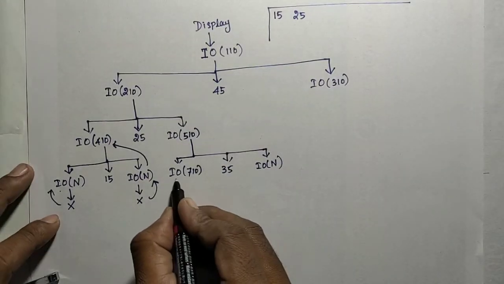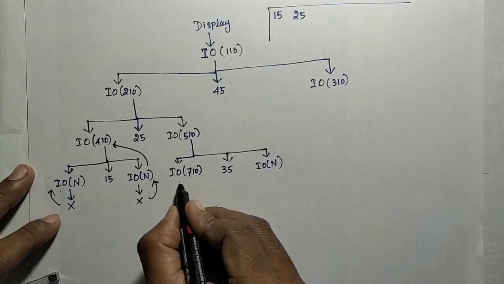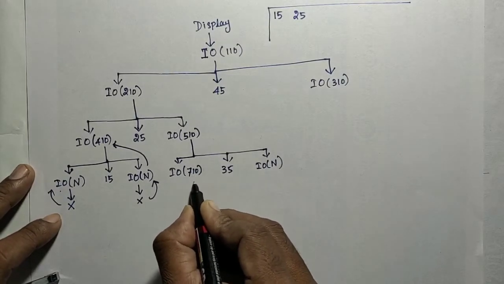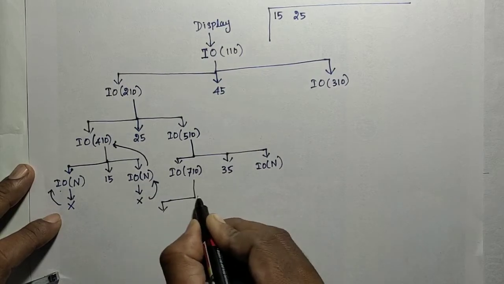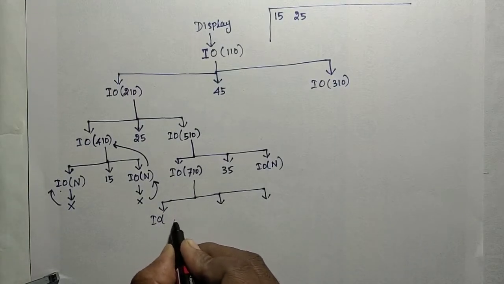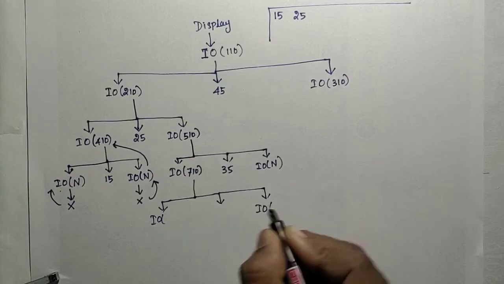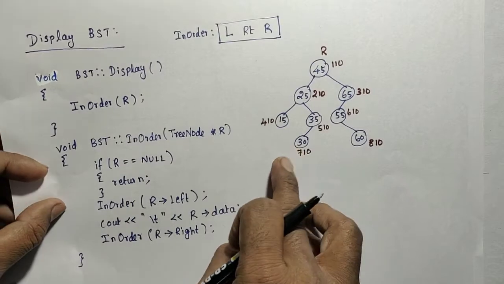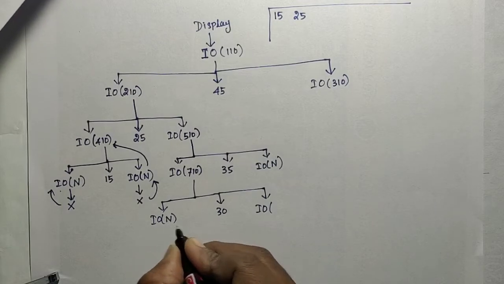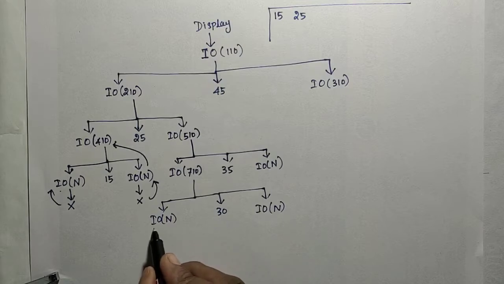So now what is happening? The IO of 710, this I have to complete. Then we have to go to the statements. When we complete here, the R is again not equal to null. Not equal to null means again the three statements: IO of left of the 710 and then print the 710th data and then IO of right of the 710. Please observe that 710 left and right will be null. Data is 30. IO of left is null. IO of right is null. So the 30 will be printed after completing this one.